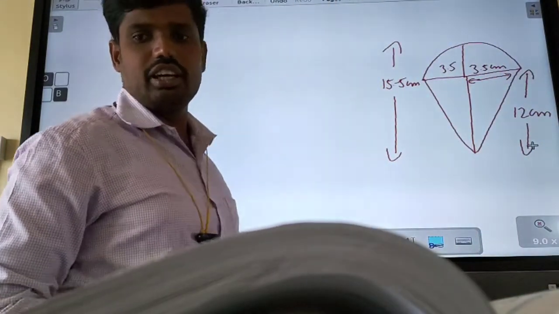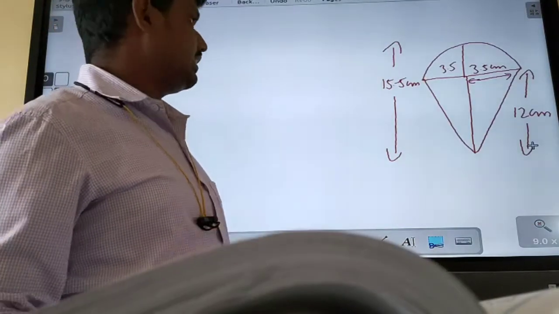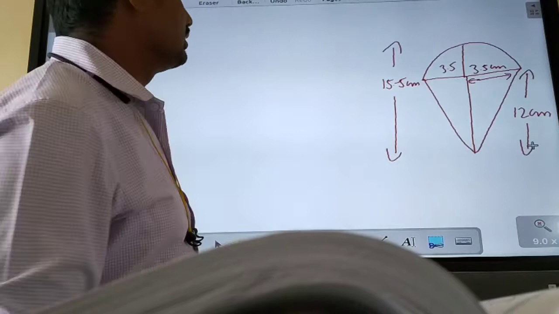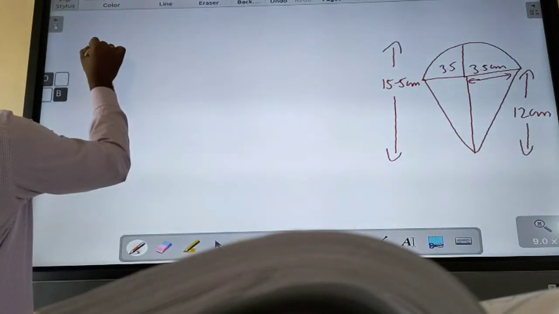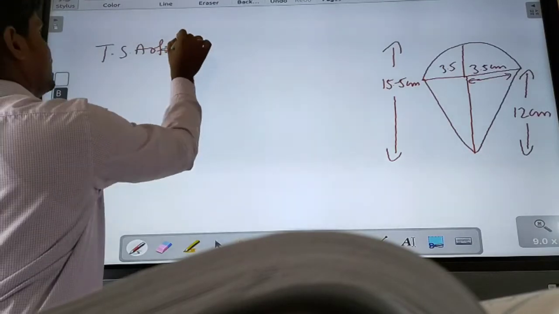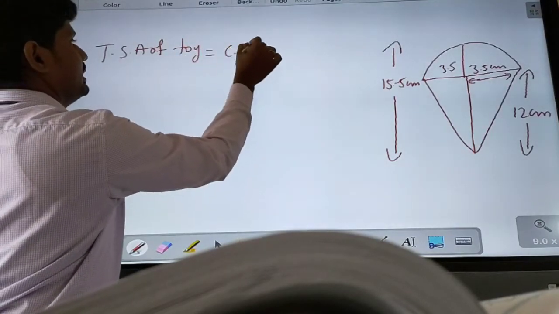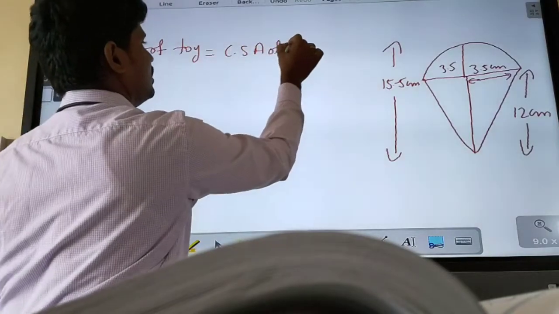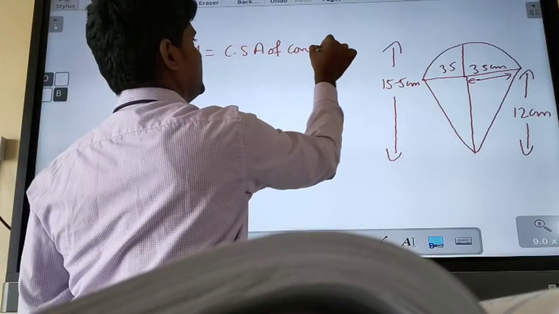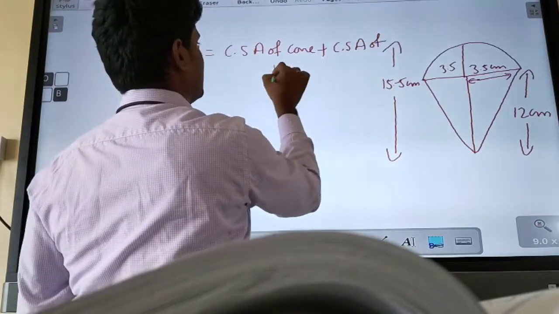Now write the formula. Write the formula, children. How to write? See, the total surface area of the given toy is equal to the curved surface area of the cone plus the curved surface area of the hemisphere.